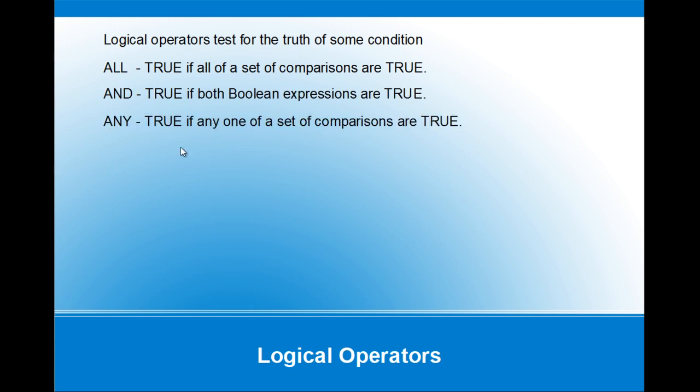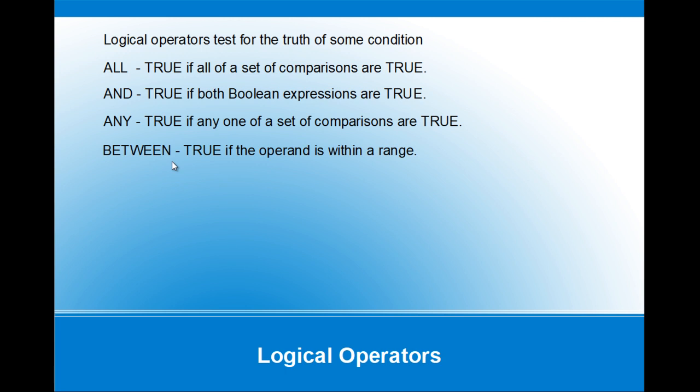And then ANY, so it is true if any one of these set of comparisons are true. And the next one is BETWEEN. So BETWEEN is a keyword. All these are keywords like ALL, AND, ANY, BETWEEN. So BETWEEN will be used to give a range.